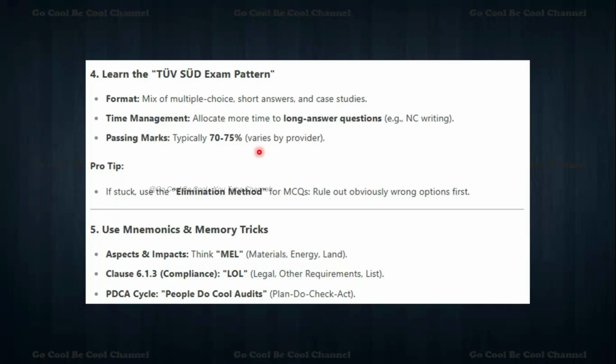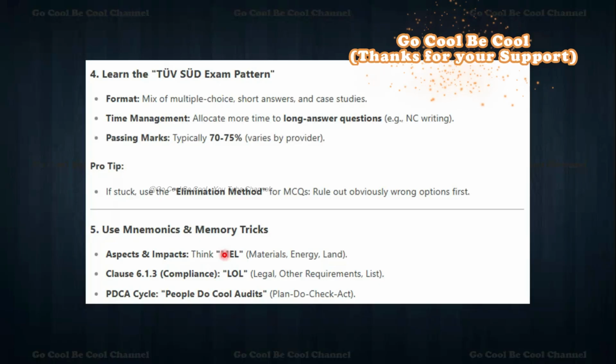So elimination method, if we have MCQ, rule out the wrong options first. Use mnemonics and memory tricks: aspects and impacts, MEL, material, energy and land. So that is what the MEL concept is, material, energy, land. Clause 6.1.3 LOL, that is the legal and other requirements list, LOL, for simply understanding.